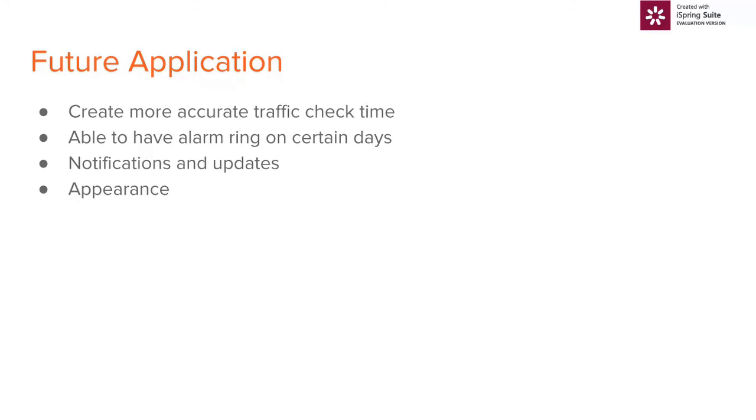Notifications and updates where, if the user has been woken up but they haven't left yet, they're getting ready, and all of a sudden there's an accident in the middle of their route, maybe they can be given an alternate route that would take longer but not as long as if they went the other route, or the app will tell them it's going to take longer, you might want to hurry up.